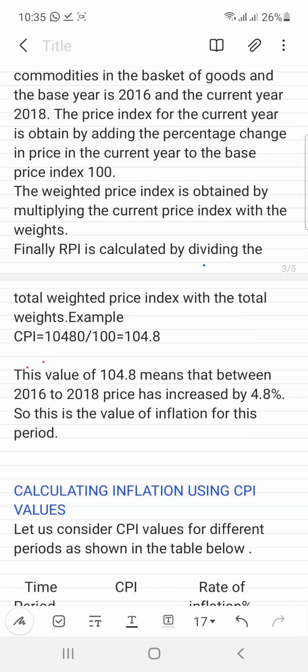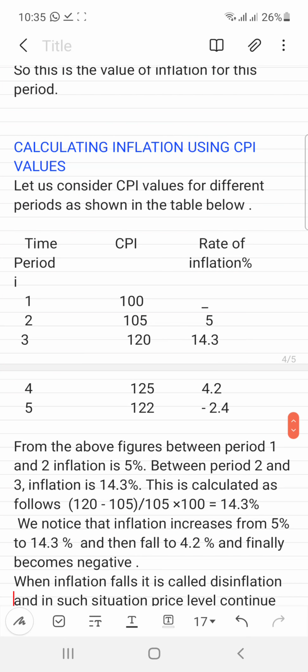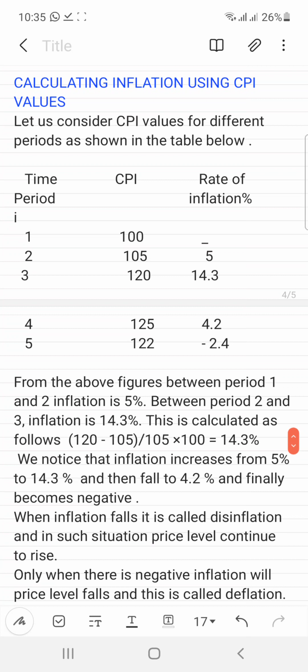So if our base year is 2016 and our current year is 2018, the rate of inflation between this period will be 4.8%. Now, let us consider different values for CPI. If we have the CPI for different periods of time, how are we going to calculate the rate of inflation?